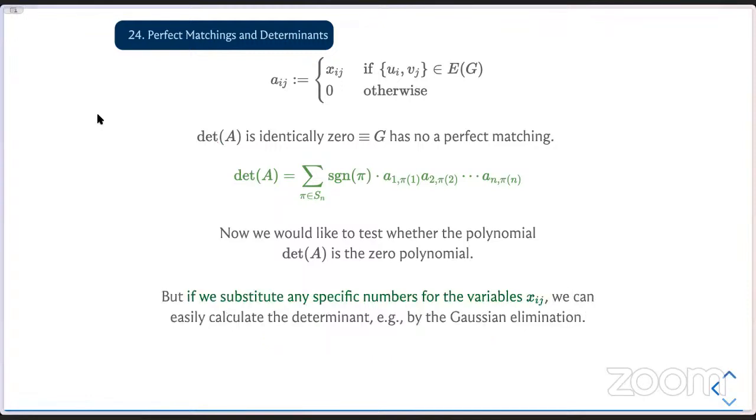But instead, this determinant is like a black box. The determinant can be computed quickly. And we can try plugging in values for these xij's, computing the determinant, and hopefully getting some clues about whether the polynomial is identically 0 based on the values it takes at some places.